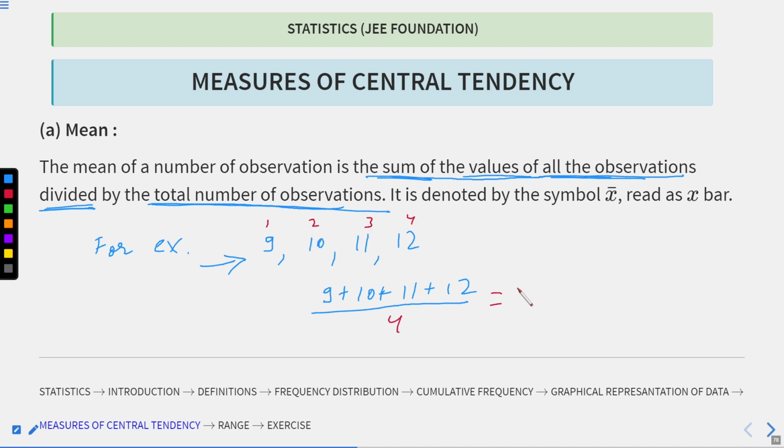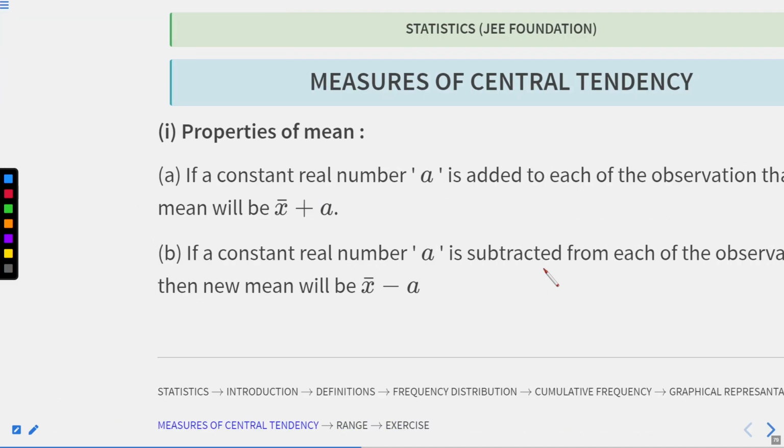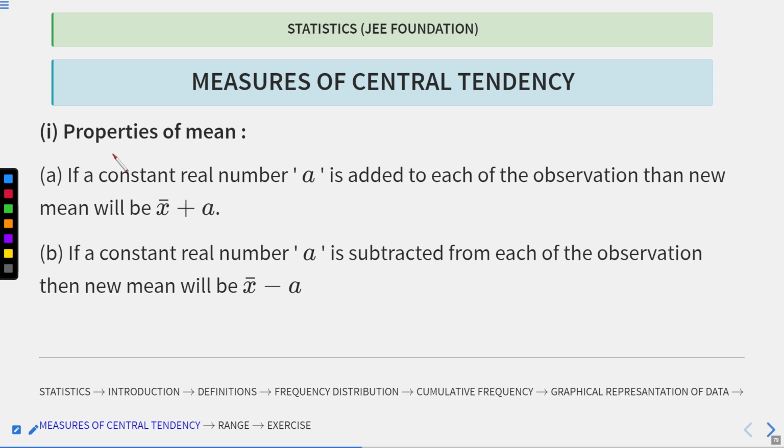This is my mean, and this mean by symbol is denoted by x bar and read as x bar. So x with a little bar above it. So mean is just the sum of all values of all the observations divided by the total number of observations. I hope this is clear. Now let's move to next. The properties for the mean.